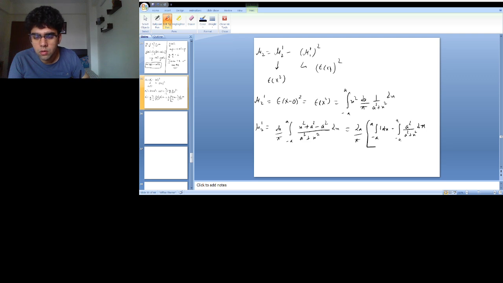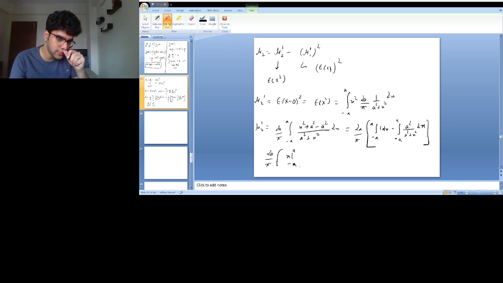Right, so this gives me this term. So 2a upon pi, integral from minus a to a of 1 dx is x, the integral of this is equal to x, and subtracting now, I'll just take out a square outside because it's a constant term. Now minus a to a, again a square plus x square dx.